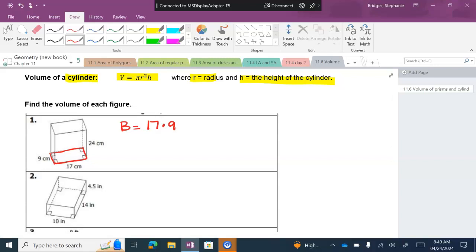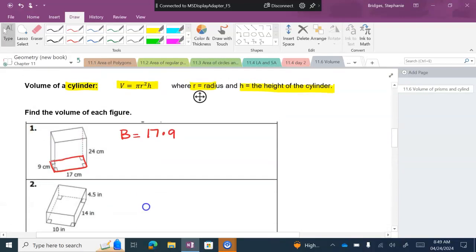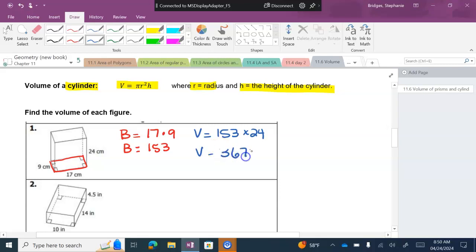How much? Then to find the volume, we're going to take the area of that base and multiply it by the height of the prism. How tall is that box? 24. So we're going to take 153 and multiply it by 24, and that's going to give me my volume. Okay, 3,672. So that is the answer that we're looking for.